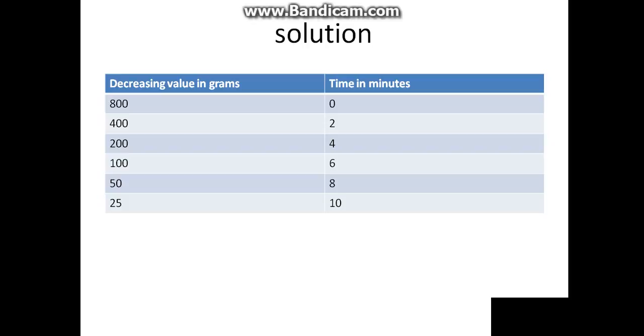When the mass is 800, the time is 0. When 800 is halved to 400, the time is 2. When 400 is halved to 200, the time is 4. When 200 is halved to 100, the time is 6. When 100 is halved to 50, the time is 8. When 50 is halved to 25, the time is 10.